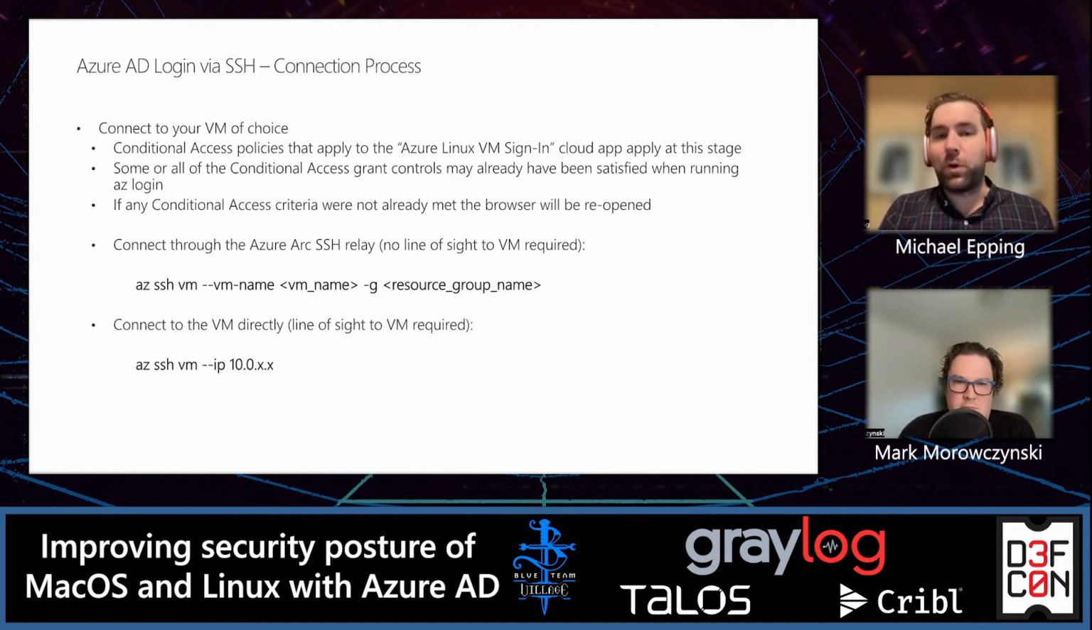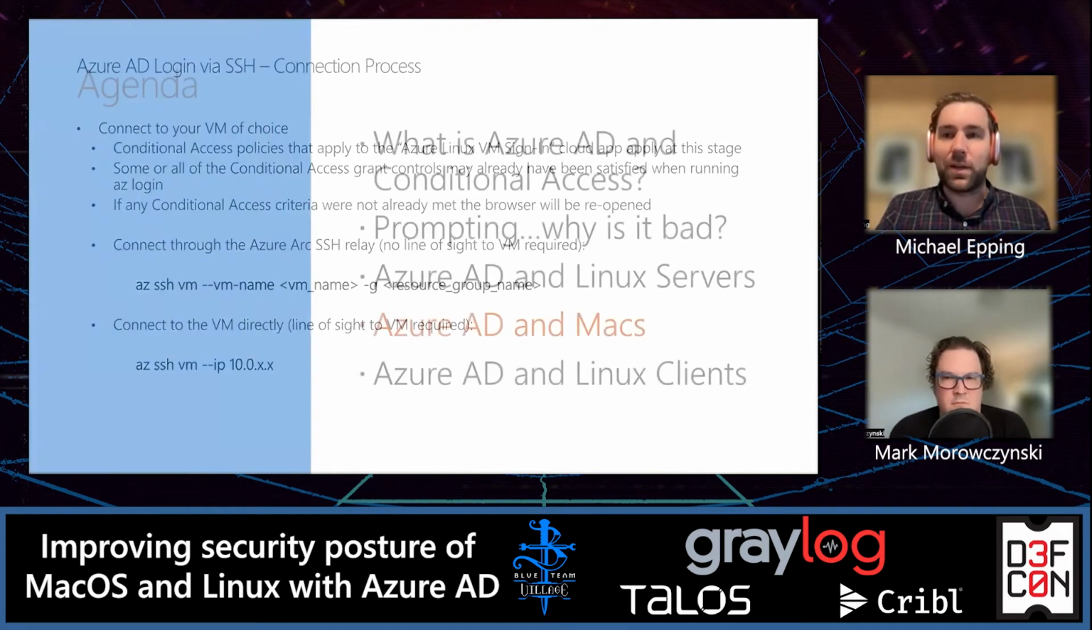This works the same for both VMs that are running in Azure as well as outside of Azure. From an end user perspective who's connecting to my VMs, I do not care about the underlying infrastructure. The commands are exactly the same for me, regardless of which type of VM I'm actually connecting to. And with that, I'm going to turn it back to Mark to talk a little bit about what we can do for Macs on the client side.